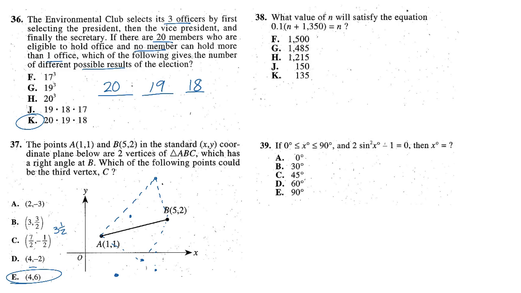All right, 38. What value of n will satisfy this equation? A couple of ways we could do this. One, of course, you could plug in, or we could do our algebra, which would give us 0.1n plus, and if I multiply this by 0.1, that's going to give me 135. That's going to be equal to n. And then we could get our n's together on one side. So subtract that over, that's going to give me 0.9n. And if I divide that, we're going to get answer choice J.